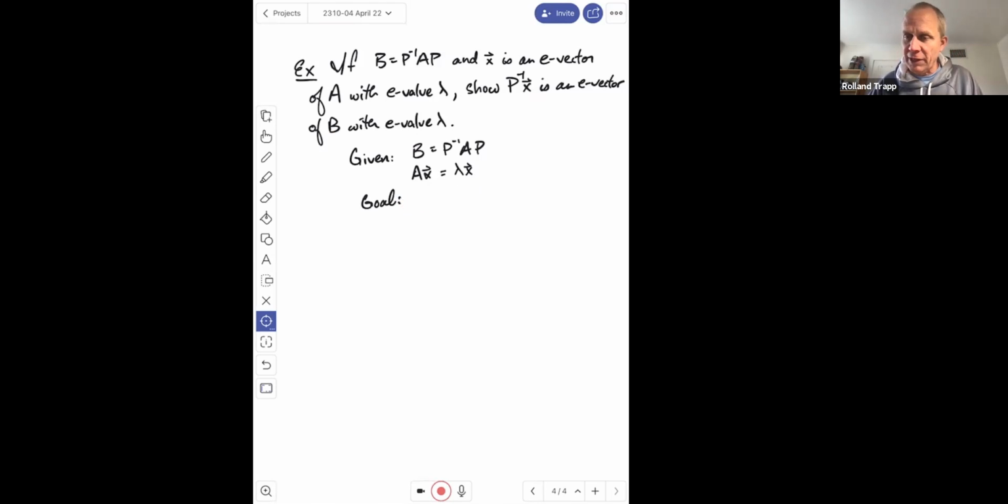What algebraic equation do I get to write down? This is an eigenvector of B, right? So what does that mean? If I multiply this vector, P inverse X, times B, what should I get?